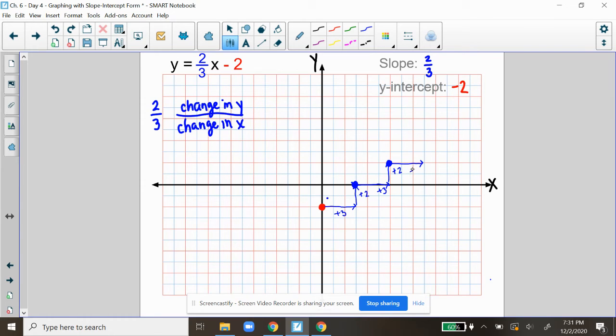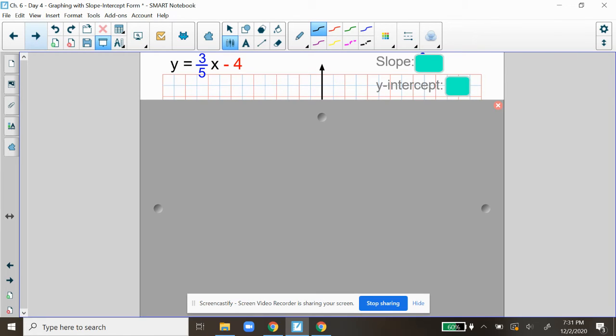I can continue to build these triangles, in other words, slope triangles, in order to create my line. Now I have enough points that I feel good about creating a line. Remember, we always add arrows at the end here to show it goes on forever. And there's my line.